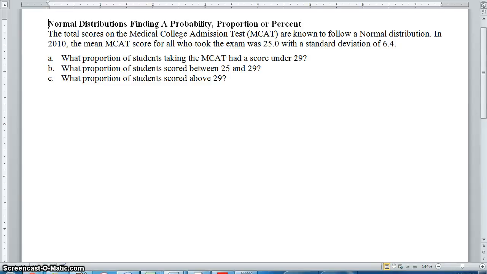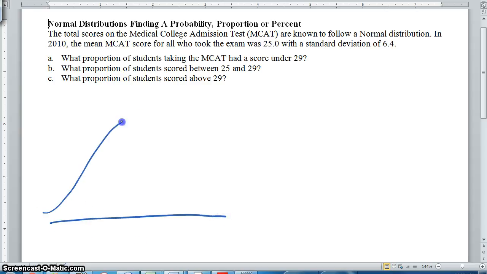Hello, in this video I want to show you how you can use normal distributions to find a probability, a proportion, or a percentage. So in this example we're going to talk about the medical college admissions test scores, or MCAT scores, and these are known to be normally distributed.